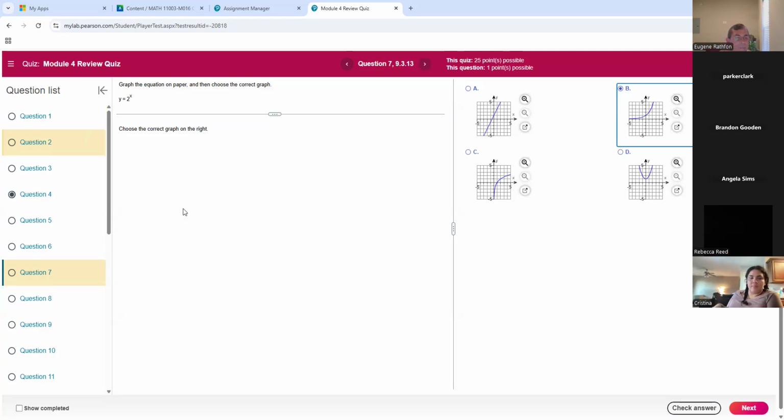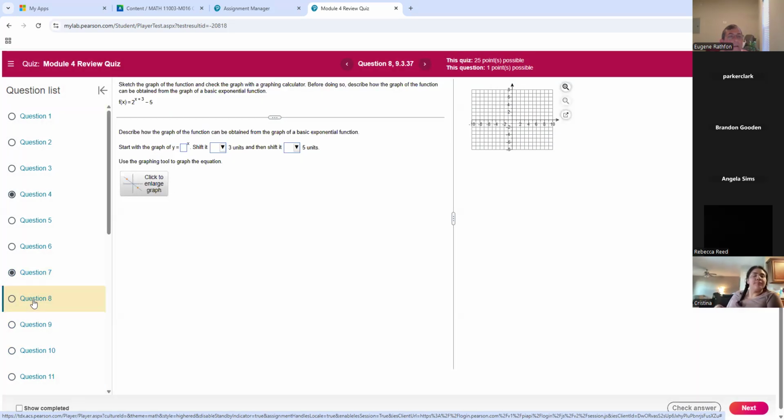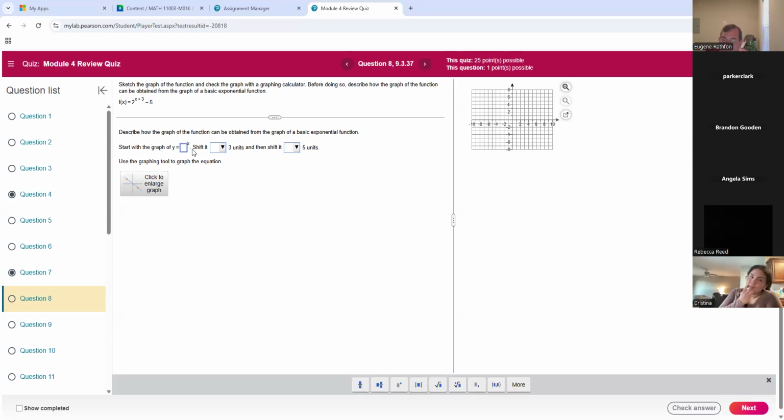All right, y'all, I'm going to stay on Math Lab for the next one, number 8. All right, let's click. All right, so let's see on this one. The first step, they're giving me f of x equals 2 to the x plus 3 minus 5. So we're starting with the graph of y equals. Right here, you're going to put in your base, which is the 2. So whatever that number is in front of the exponent is your base.